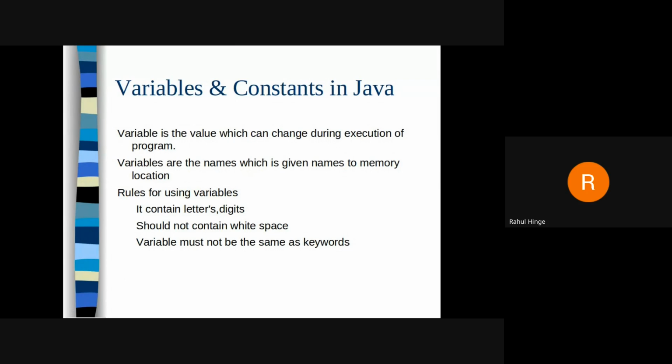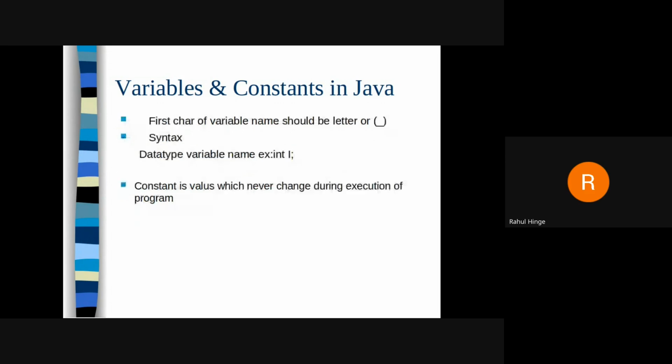A variable is a value which changes during execution of a program. A variable is a name given to memory locations. Now, what are the rules for using a variable? It contains letters or digits. It should not contain white space. A variable must not be the same as a keyword. Next one: the first character of a variable name should be a letter or underscore.